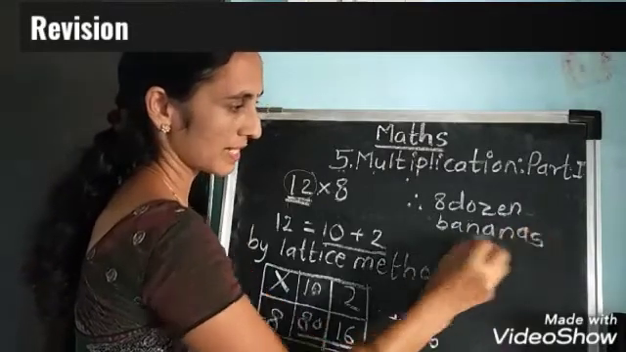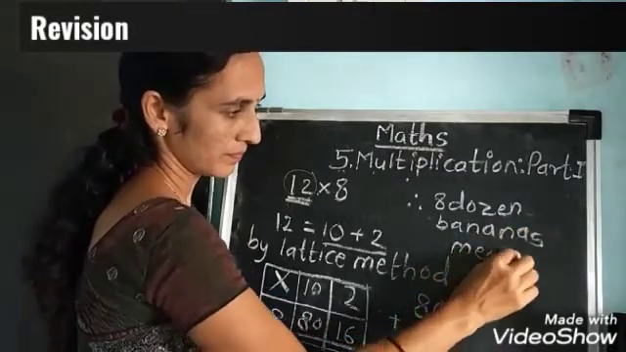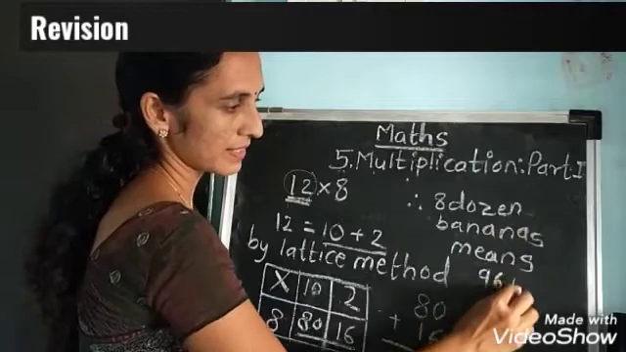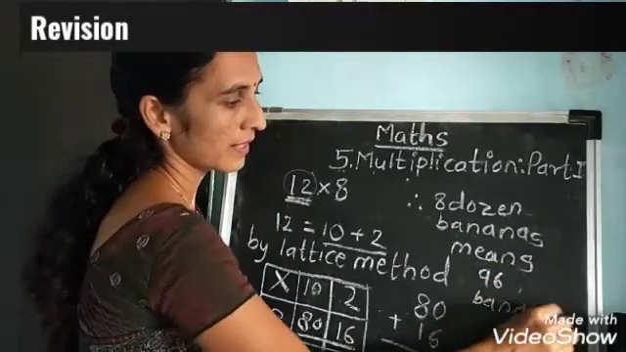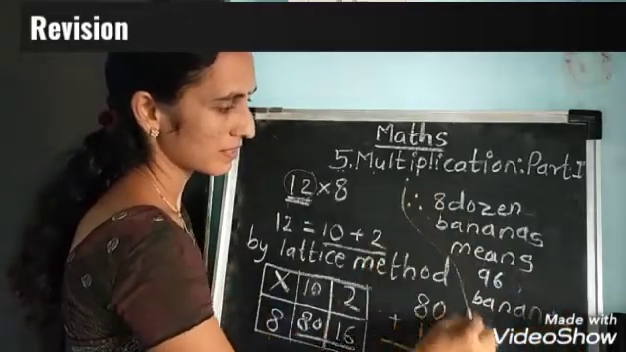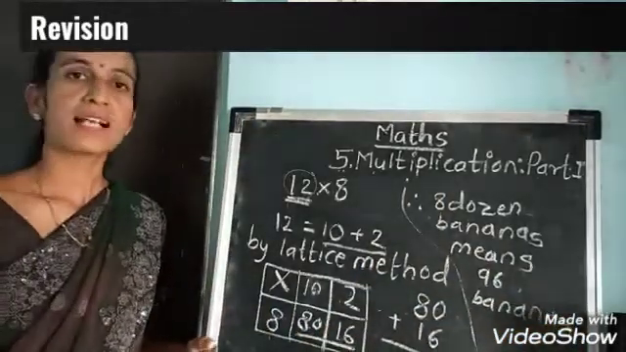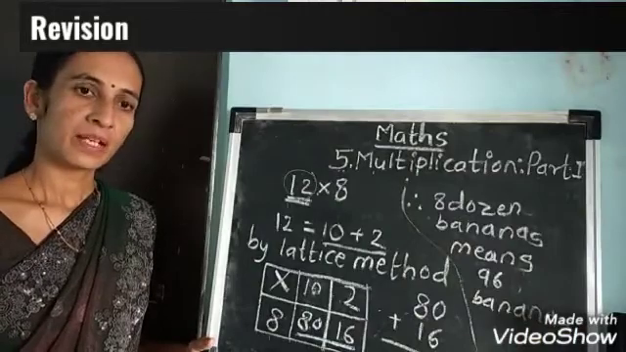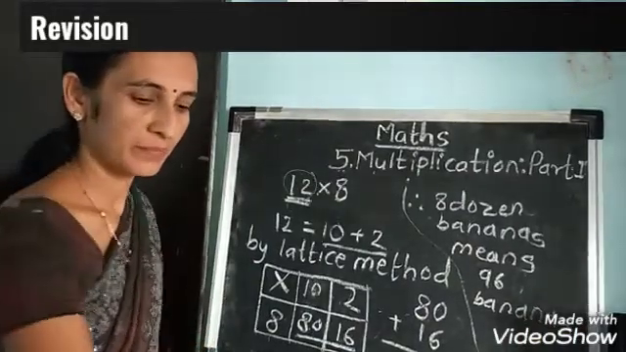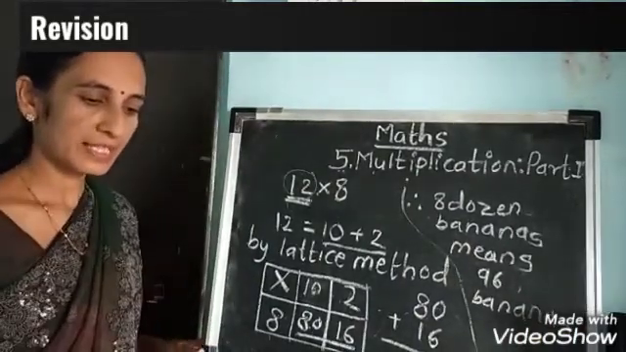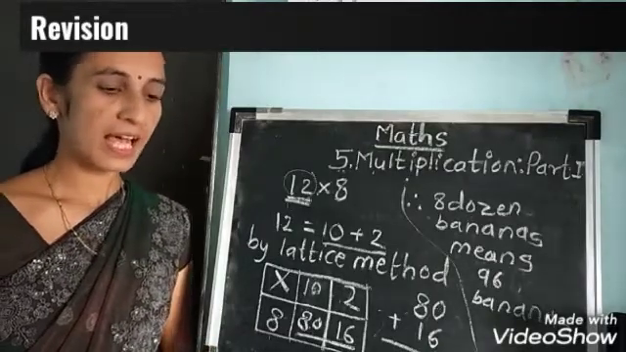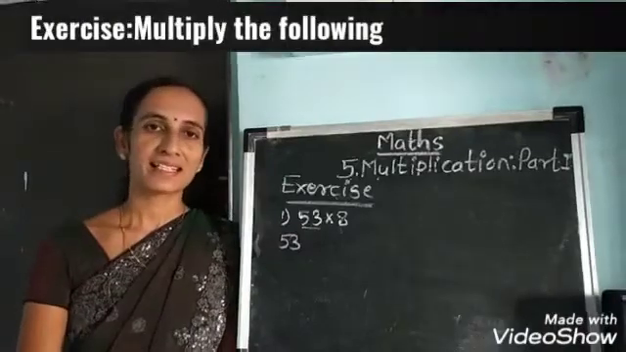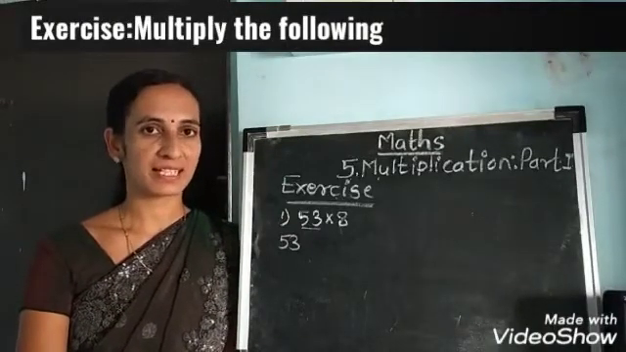8 dozen bananas means 96 bananas. Did you understand this? This method is called the lattice method. We will see the next example. Now the next example is answer. Students, we will see the exercise from textbook page number 29.